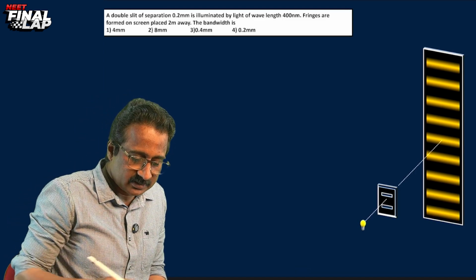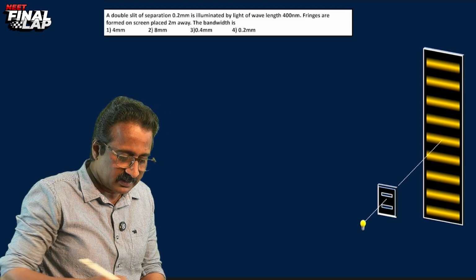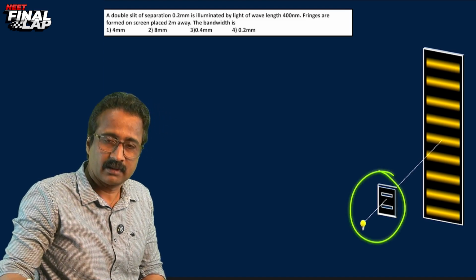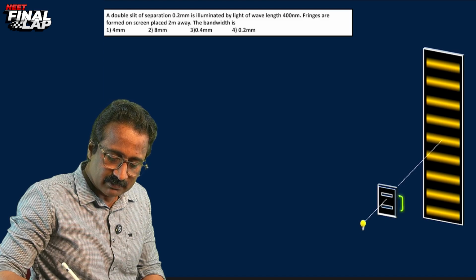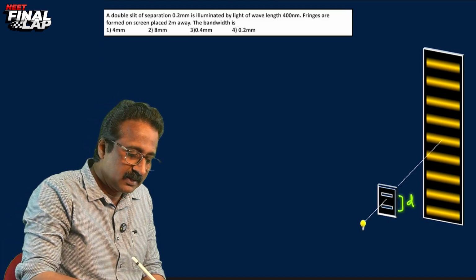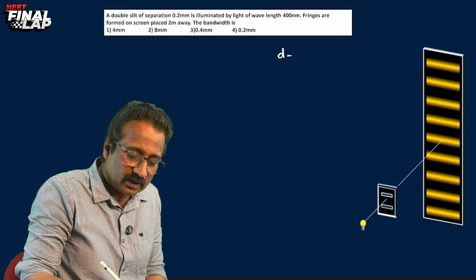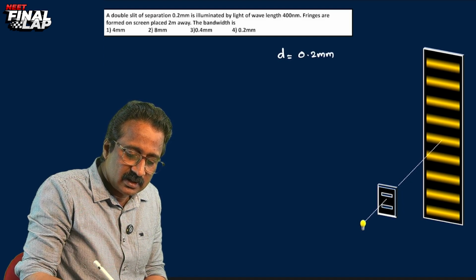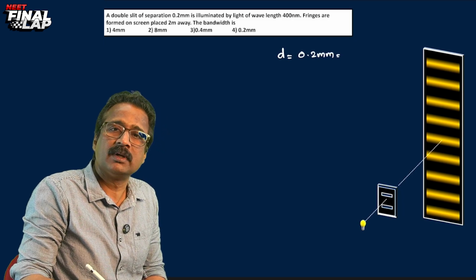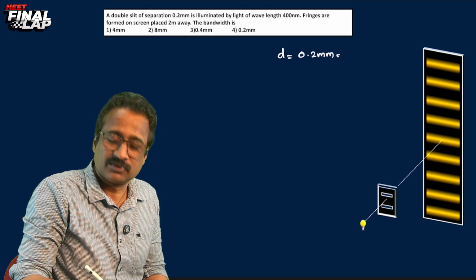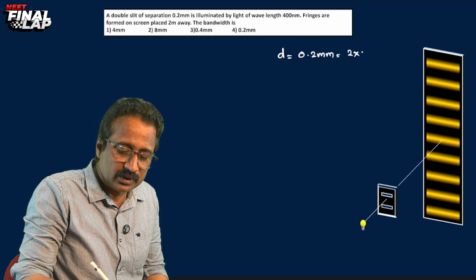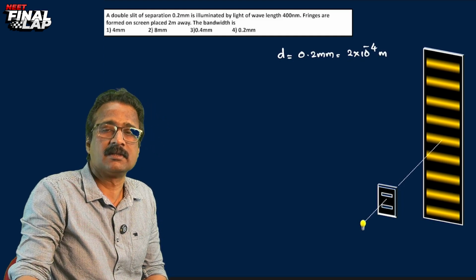It's a double slit. So it looks like the experiment illustrated in this figure. Our double slit has separation small d, that is given to be 0.2 millimeter. But remember, we need quantities in SI unit. 0.2 millimeter means 0.2 into 10 raised to minus 3, or I can better say 2 into 10 raised to minus 4 meter. That is the slit separation.